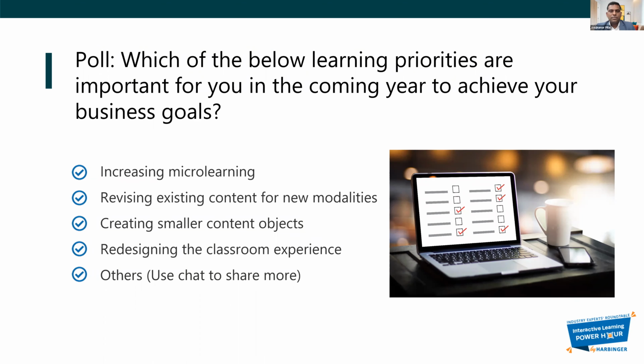So, which of the below learning priorities are important for you in the coming year to achieve your business goals? We have a few options there. Again, we saw from our earlier poll, there's a lot of demand for microlearning or revising existing content to fit new modalities. Then we have creating smaller content objects, redesigning the classroom. And if there's any other priority on your list, please feel free to type it in the chat. We've also got a small Brandon Hall research study on the next slide, so we'll just quickly compare both.